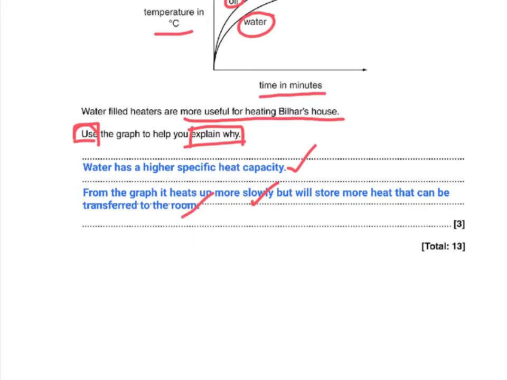So the reason why water is more useful, because it has a higher specific heat capacity. Yes, it heats up more slowly, but what it means, it can store more heat, which can then be transferred to the room, which is ultimately more useful. That's our 3 marks.